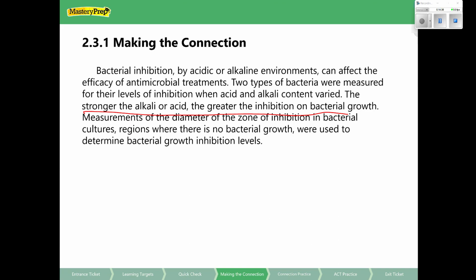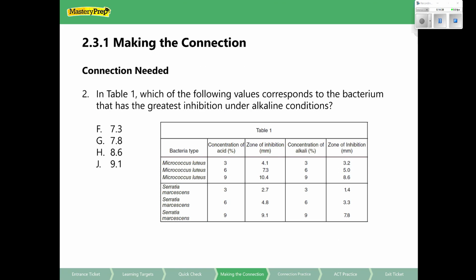So now that we have that, we can look back at this here. So that provided the information we need. It says inhibition is measured by examining the diameter of the zone of inhibition, which implies the larger the zone, the greater the inhibition. So which one has the largest zone? 10.4. Which means what? Which one is going to be it? So the correct answer is H. And that's it.